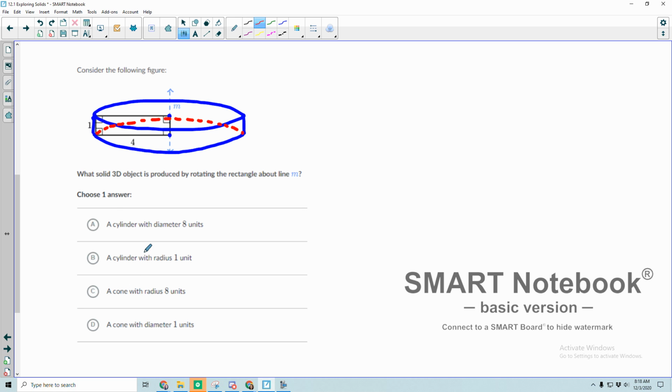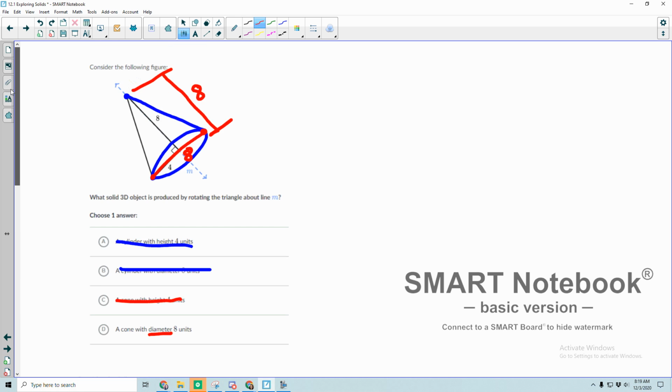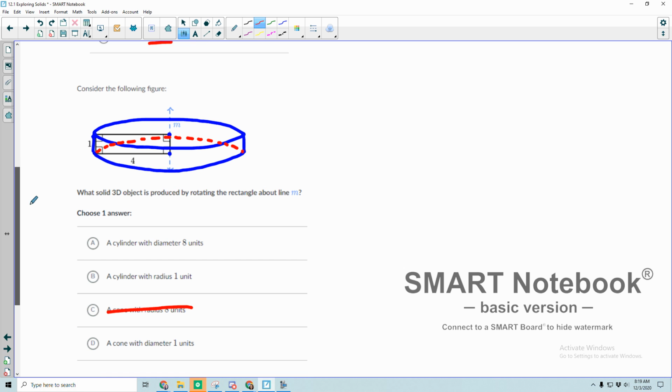So let's examine what we know about the cylinder. It's definitely not a cone. So we don't get a cone from rotating a rectangle. We only get cones from rotating triangles around. So it's not either of these cones.